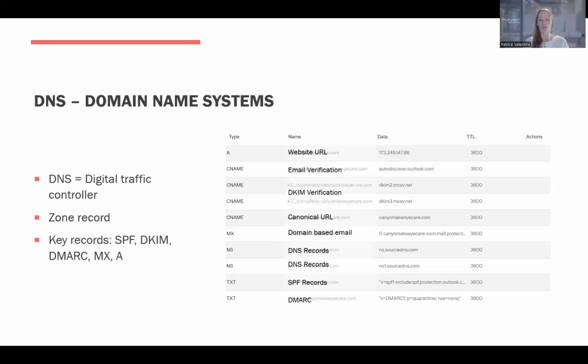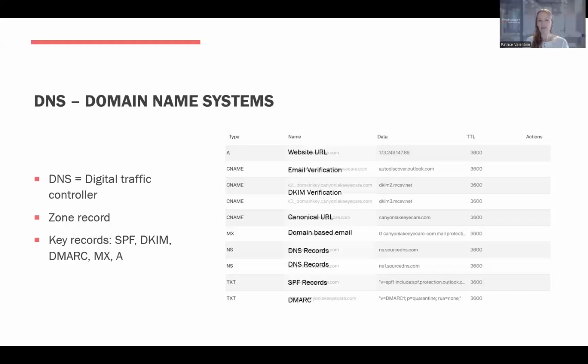If I type in Profusion Web Solutions, this is that IP address under that data column there. That's the IP address where that website actually lives. So that's the physical address, or the actual address, of where it lives on the server. The CNAME record that you see there is email verification.